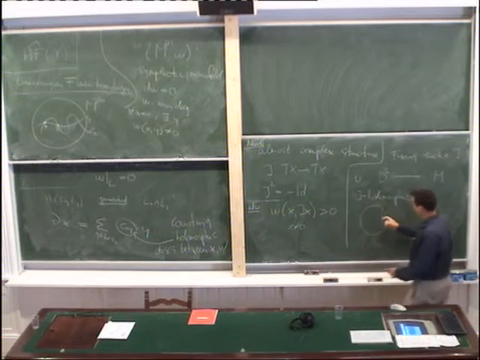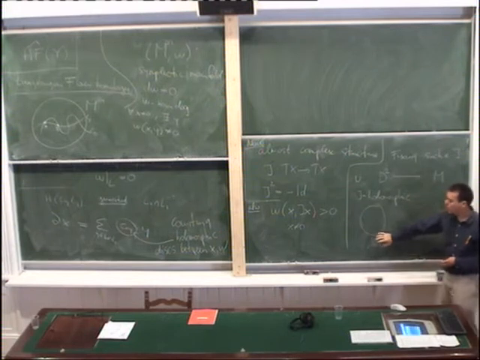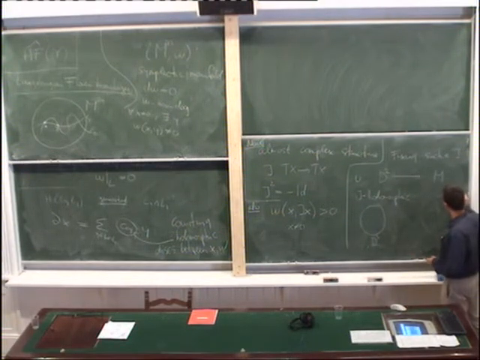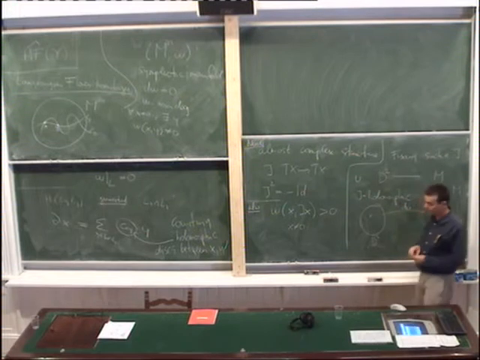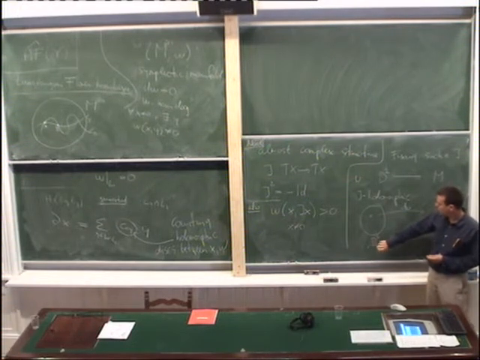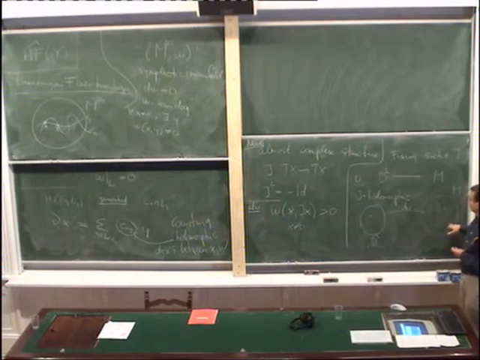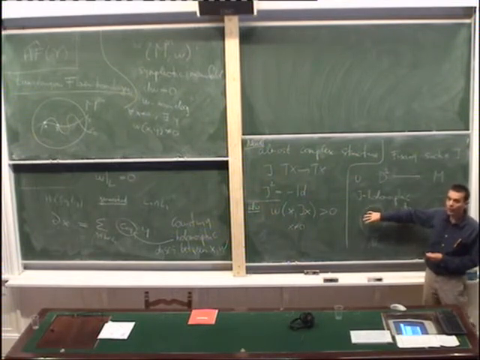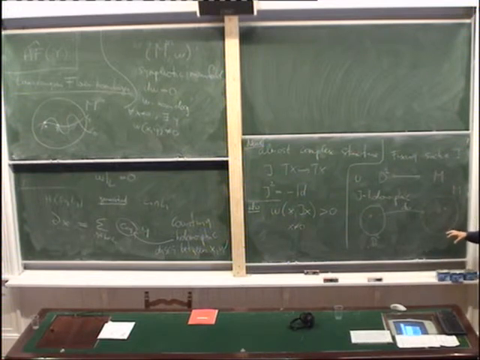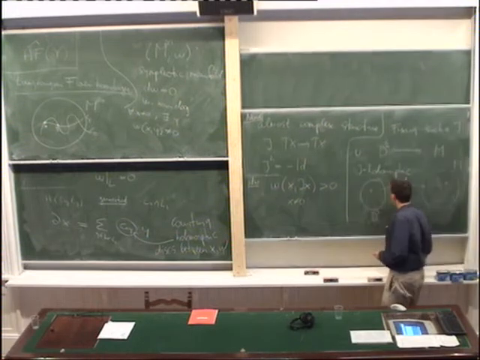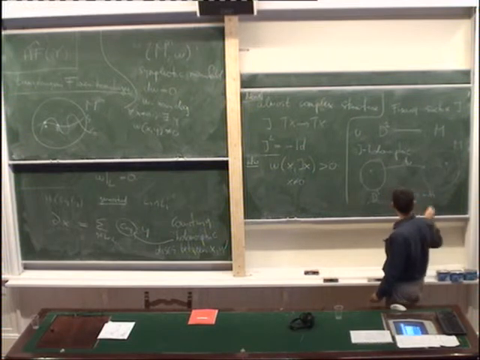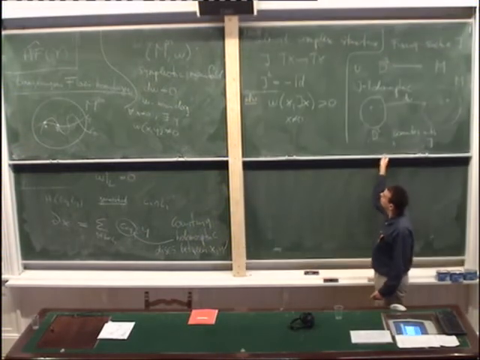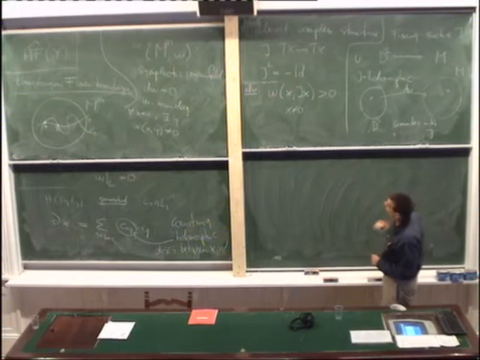We think of the disk as the unit disk, and here we have M. What we want is that du is compatible with the almost complex structure on the disk and the almost complex structure on M. In other words, it commutes with multiplication by i here and multiplication by J there. So that's a J-holomorphic disk.